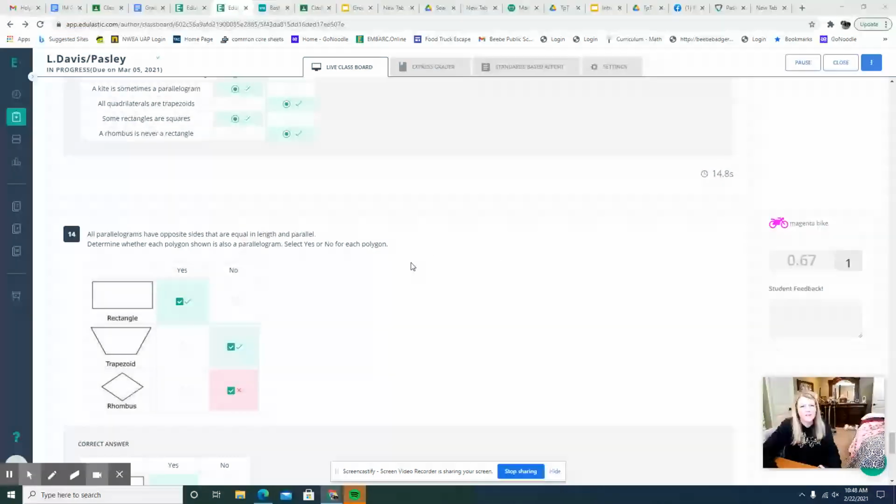So on number 14, all parallelograms have opposite sides that are equal in length and parallel. So determine whether each polygon shown is also a parallelogram, select yes or no. So they've given you the polygons, and if it has opposite sides that are equal in length and parallel, that means it's a parallelogram. So the first one is going to be a parallelogram.